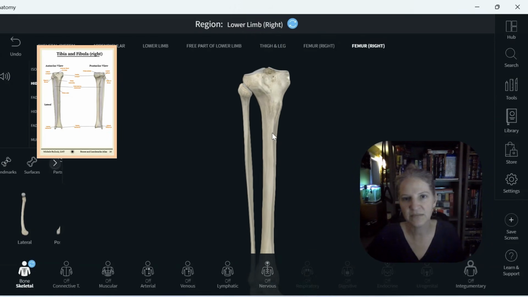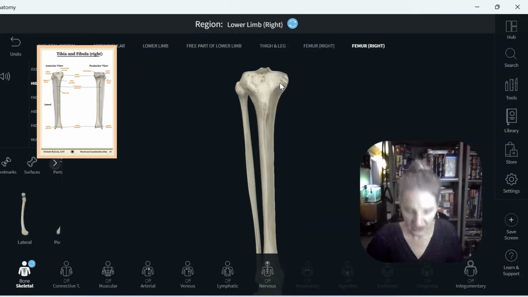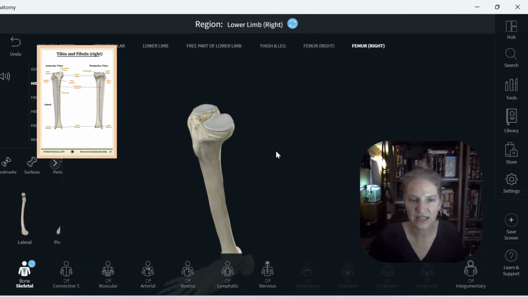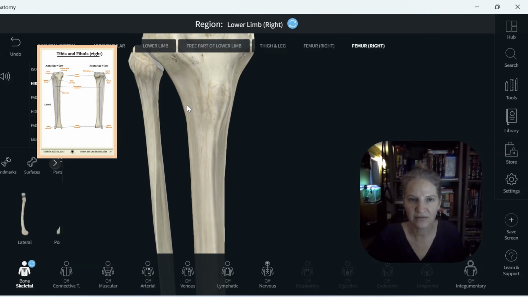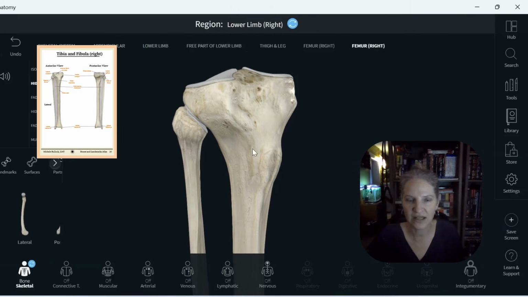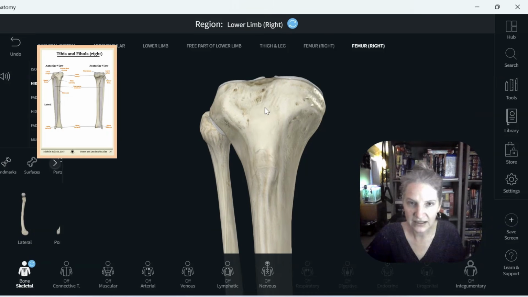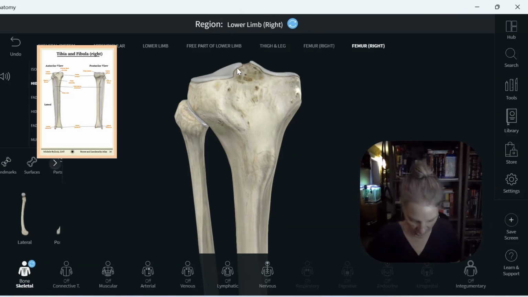Okay, so let's talk about some landmarks for the tibia specifically. Of course, we've got the head part. We've got condyles. First of all, we call this the tibial plateau. It is kind of a plateau, isn't it? It's a flat space where the joint capsule is going to wrap around. Your femur is going to sit right there on top. And then this right here is called the intercondylar eminence.